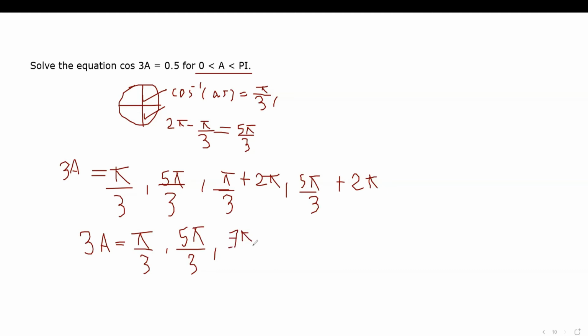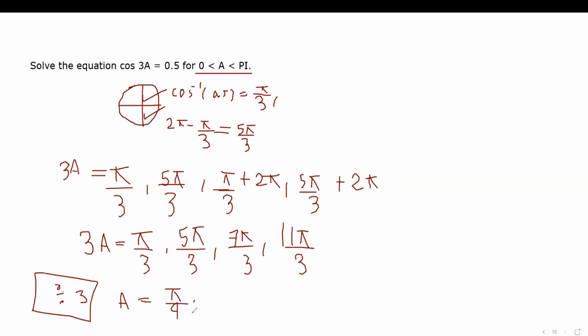Then over here, that looks like 11 pi by 3. So these are the answers that we get, 11 pi by 3. Now to find the value of a, we need to divide through by 3. So dividing through by 3, what we end up getting is a equals pi by 9. That's one answer, pi by 9 or 20 degrees.